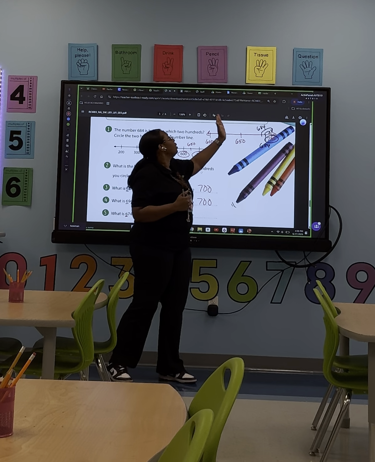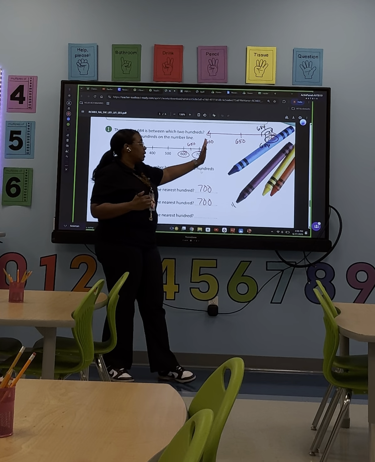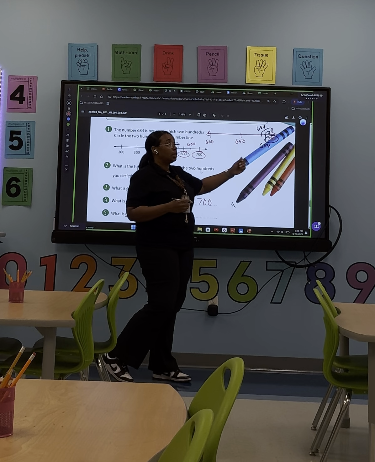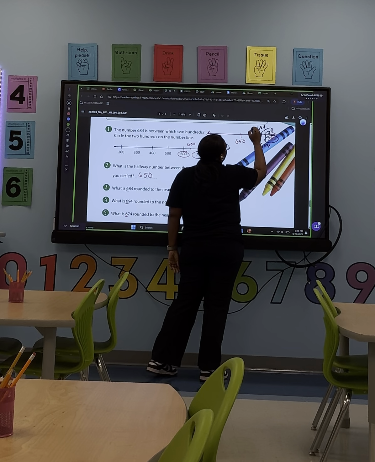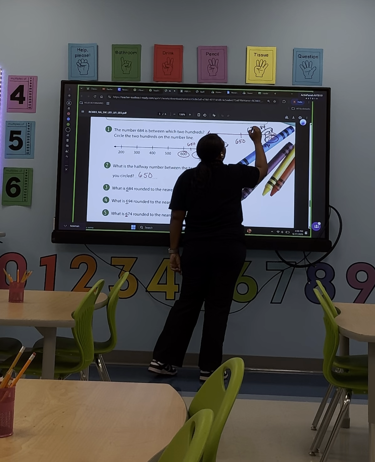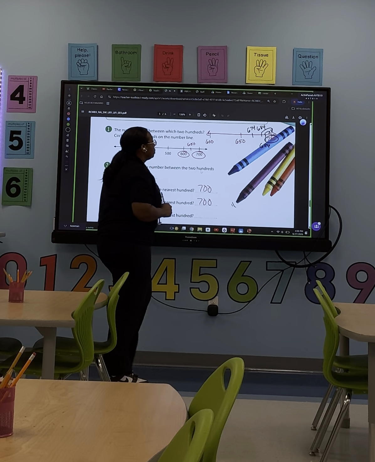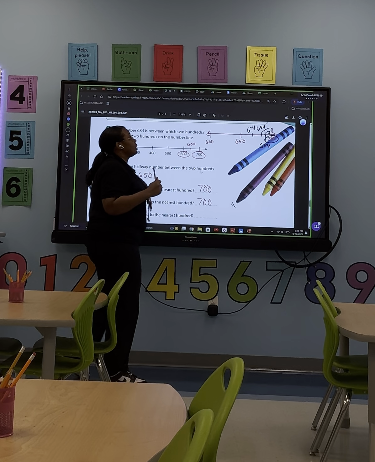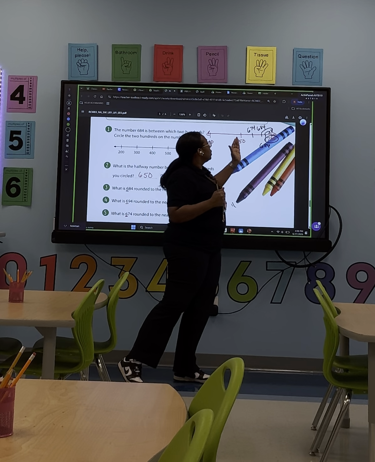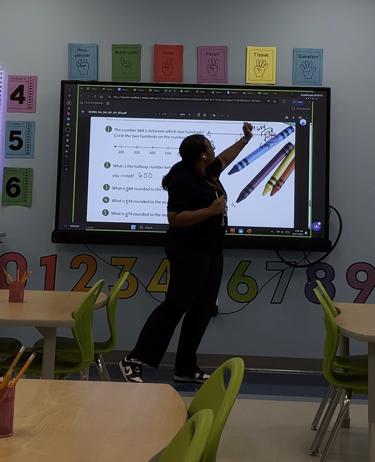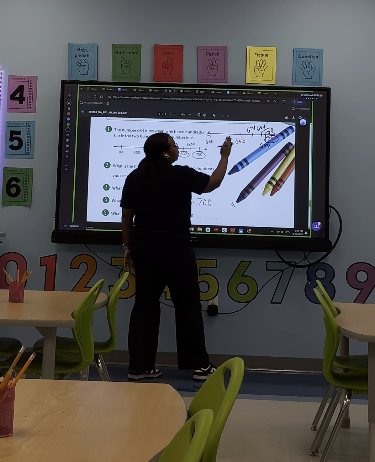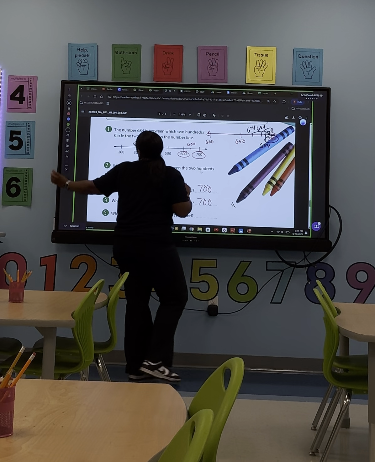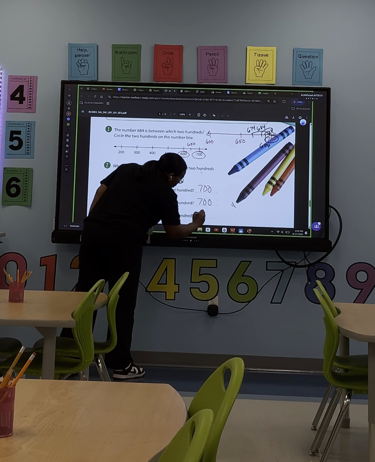Okay, so let's go to the number 674. Next step, is it greater than 650? Is it less than 650? It's going to be greater than 650. So since it is greater, I'm going to put it on this side of the number line. 674. Now, next step, is it going to round up to 700 or is it going to round down to 600? Well, because it is greater than the halfway point, it is going to round up to 700. So the answer for that one is going to be 700 as well.